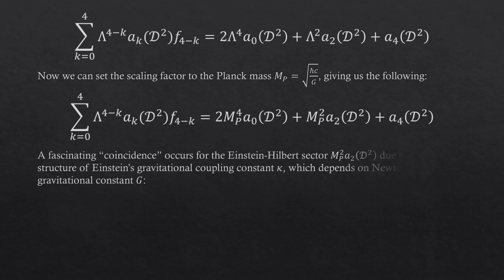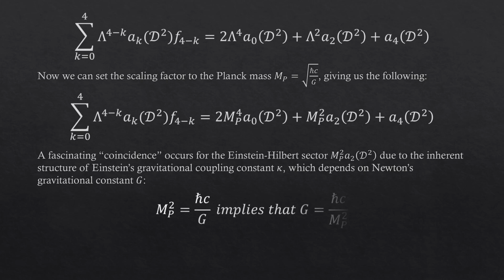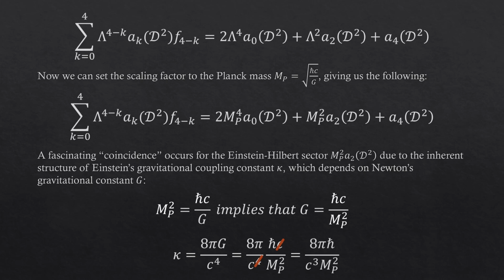A fascinating coincidence occurs for the Einstein-Hilbert sector in A sub 2, and this is due to the inherent structure of Einstein's gravitational coupling constant kappa, which depends on Newton's gravitational constant G. Namely, if the squared Planck mass is equal to h bar c divided by G, then this implies that Newton's gravitational constant is equal to the reduced Planck constant times the speed of light divided by the squared Planck mass. So kappa itself can then be written in terms of 8 pi times the reduced Planck constant divided by c to the third times the squared Planck mass.